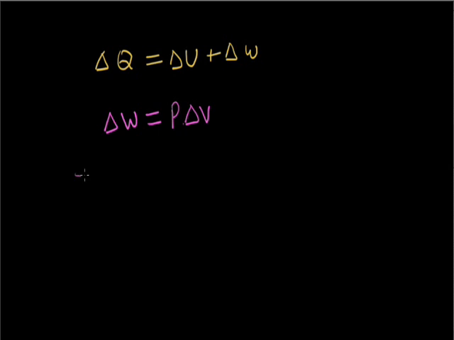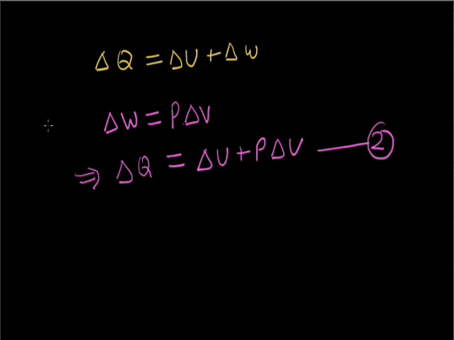In the equation delta Q is equal to delta U plus delta W, if I put the value of the change in work as pressure multiplied by change in volume, then delta Q will be equal to delta U plus P delta V. This is another form of the first law of thermodynamics.